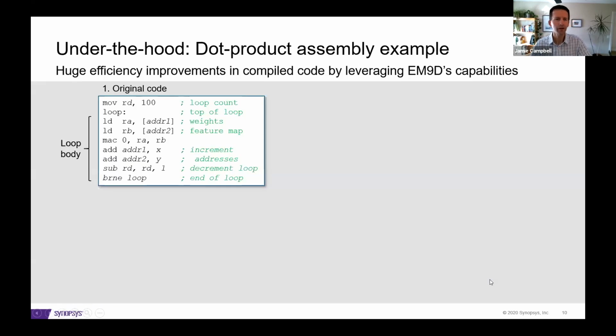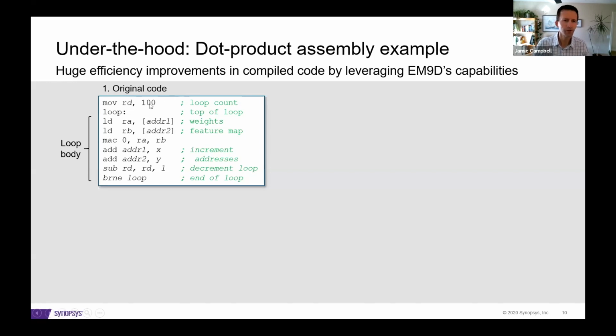I think the best way to understand the benefit of this is to dive under the hood a little bit and look at some assembly that could be generated by our compiler if we tried to implement one of these multiply or dot product operations. The first snippet here is the original, let's call this unoptimized code.